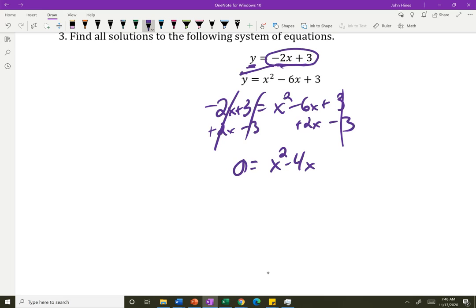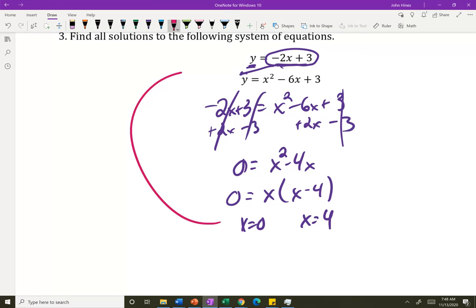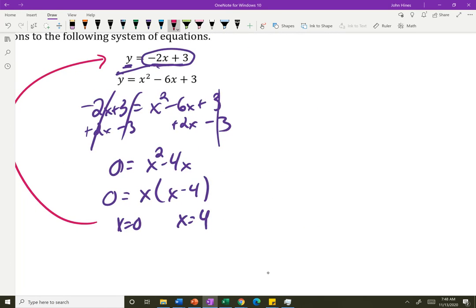So this isn't the difference of squares, as tempting as it is to do x plus 2, x minus 2. This is really just a GCF. So I get x equals 0 or x equals 4. But again, we're not done. Once you get your x values, you've got to plug it in.